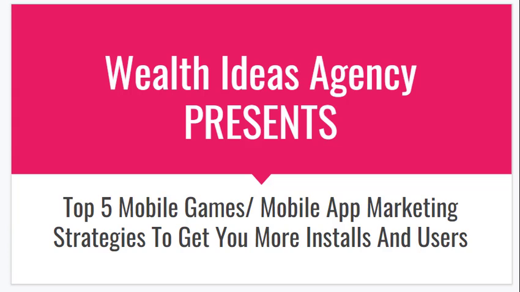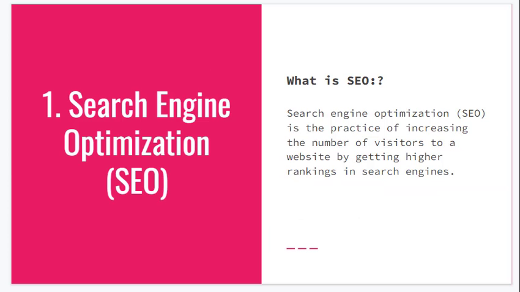So coming up, number 1, we have SEO. Search engine optimization is the practice of increasing the number of visitors to your websites by getting higher rankings in search engines. So you can use search engines to optimize and get more app downloads, alright? As people are using search engines like Google to search for your apps.